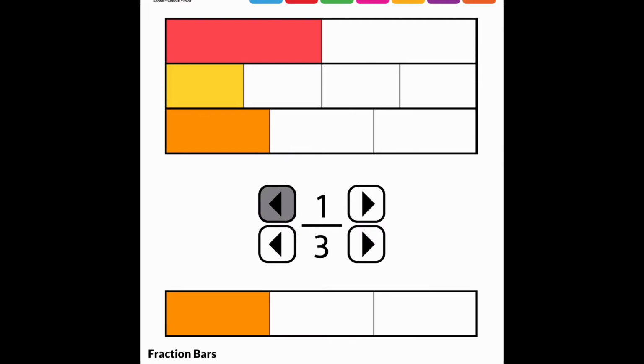Now, look at that. Isn't that interesting? A third is bigger than a quarter, but is smaller than a half. And a quarter is smaller than a third and a half. And a half is bigger than both a third and a quarter.